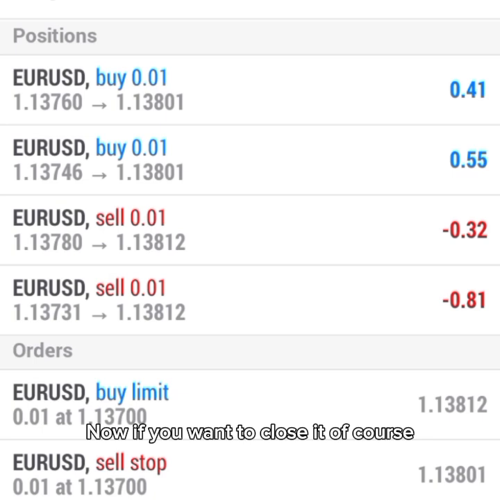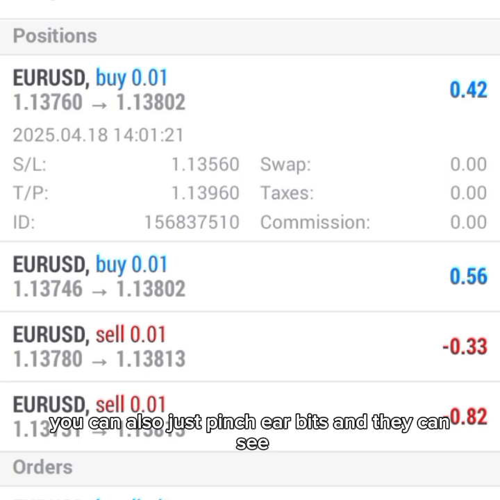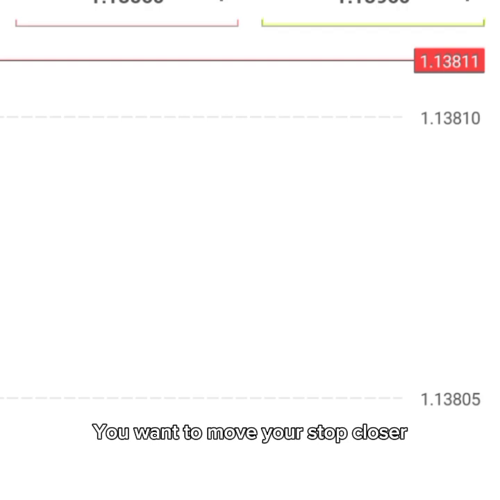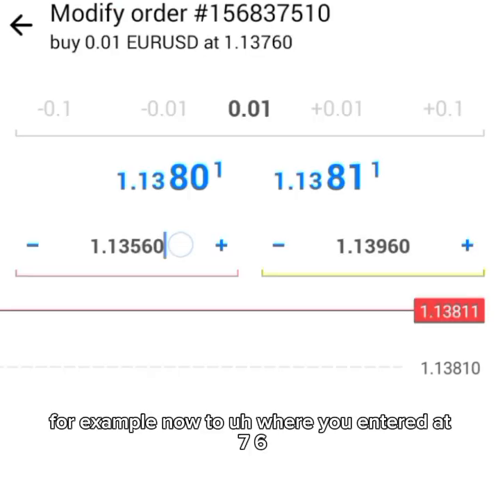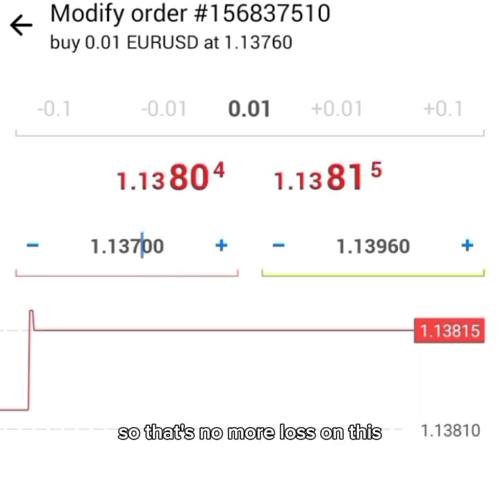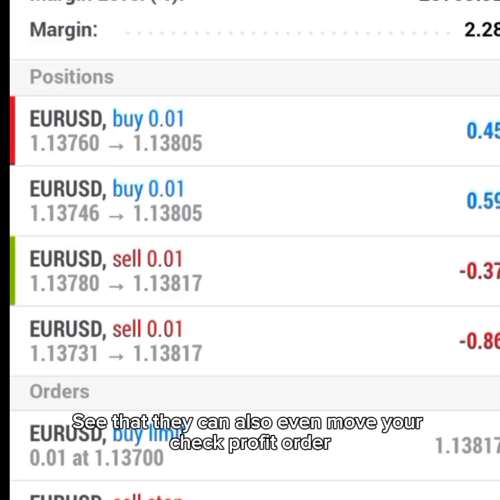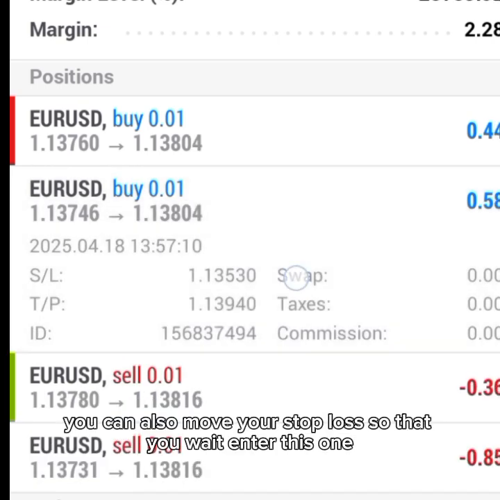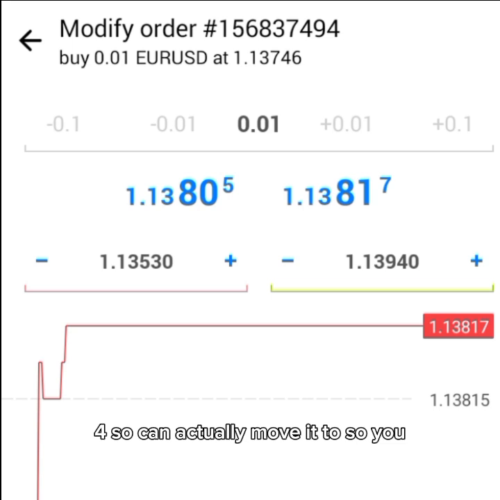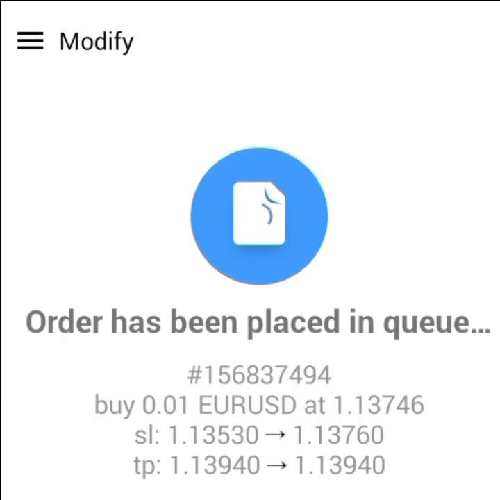Now if you want to close it or adjust your stop loss, you can just pinch here a bit, and then you can see it brings out the options there. You modify. You want to move your stop loss order, for example, now to where you entered at 7676, so that there's no more loss on this. You see that? Then you can also move your take profit order. This one, the same thing here. You can also move your stop loss order to where you entered. This one we entered at 74, so you can even do it at 762. All right, so you can see that.